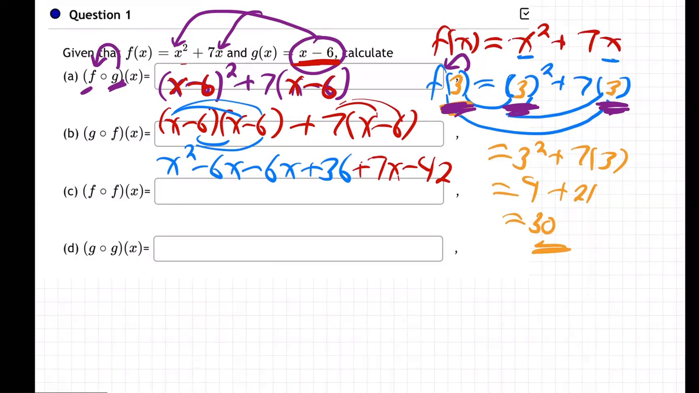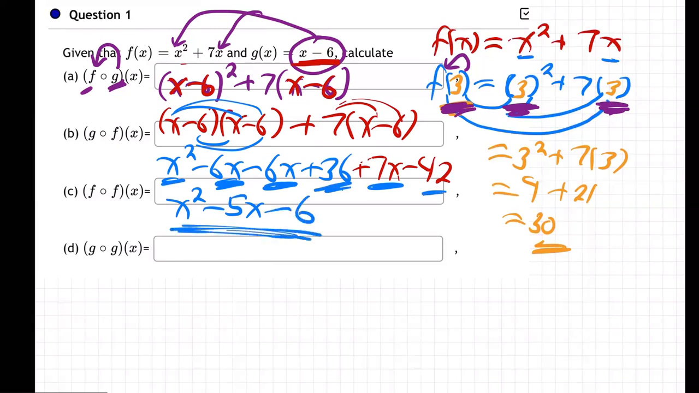Now gather like terms. x squared is in a category by itself. Minus 6x plus 7x, work all that out, it's minus 5x. I just combined those. You can just take your calculator: minus 6 plus 7. All the x terms combine together. And then 36 take away 42, that's minus 6. And there's our answer. So that's the answer for part A.